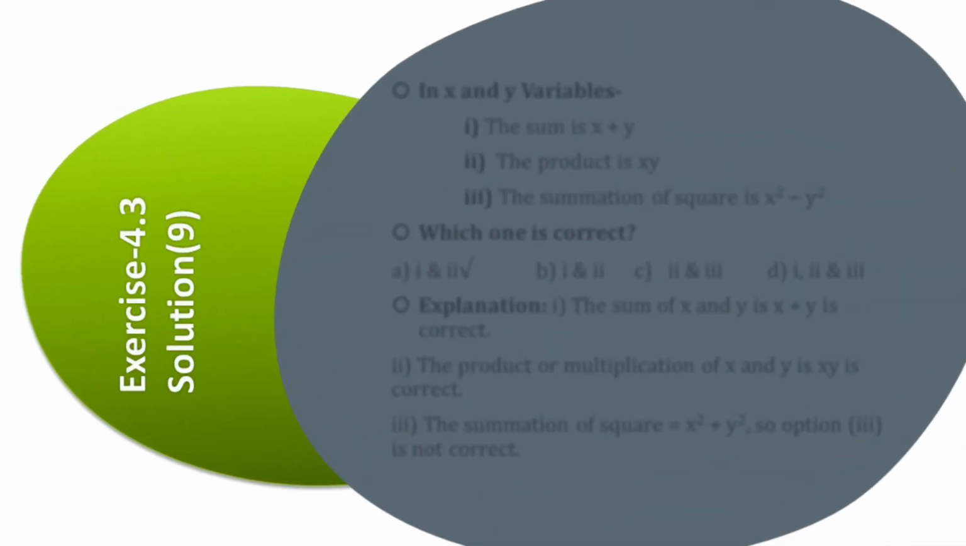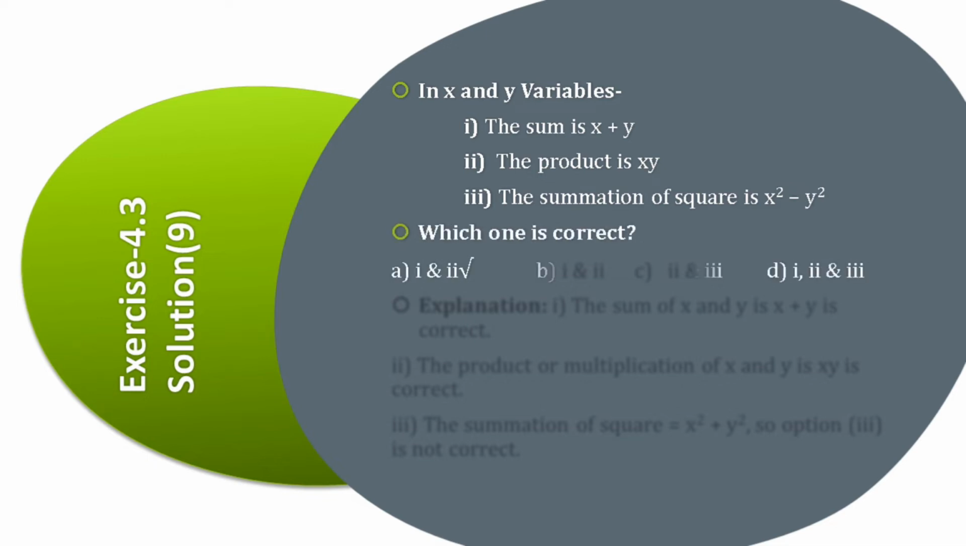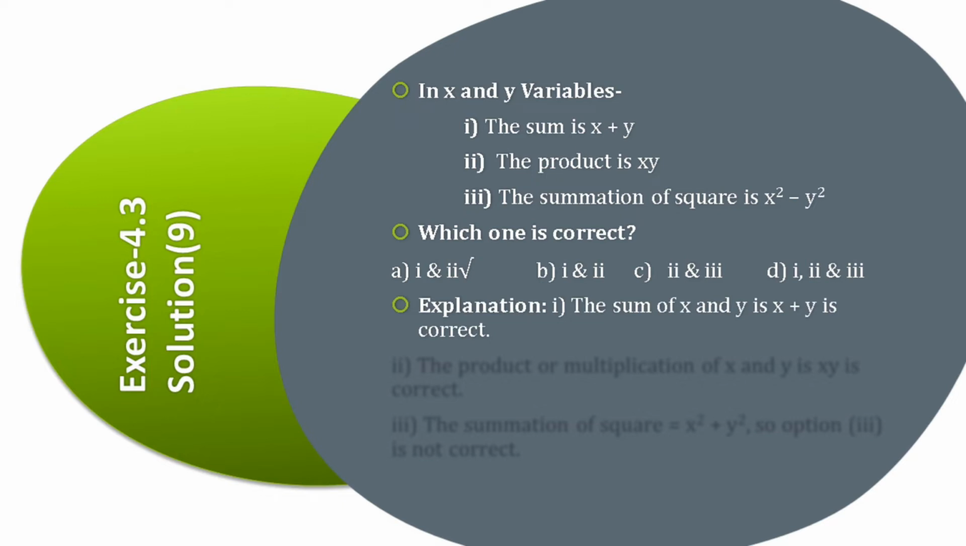Solution number 9, that is the question. In x and y variables, the sum is x plus y, the product is xy, the summation of a square is x square minus y square. Which one is correct, my dear? These are the options, and as you can see the tick mark is on A, 1 and 2 are correct. Let us see the explanation. Why are 1 and 2 correct only? Why not 3? This is the explanation, my dear.